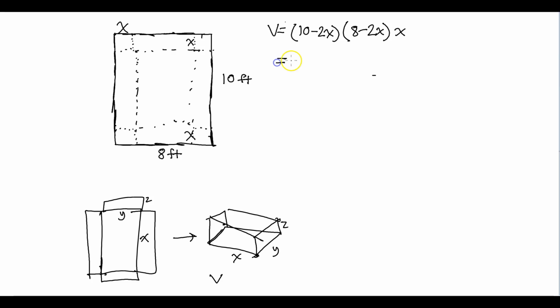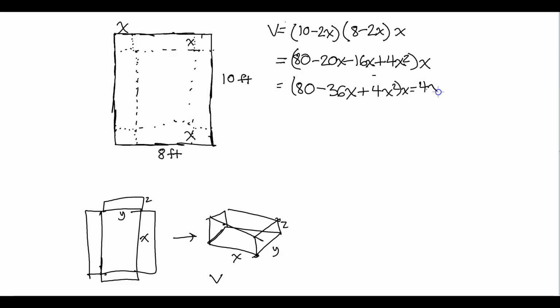So why not multiply these together? We have 80 minus 20x minus 16x plus 4x squared. Then we multiply this by x. We have 80 minus 36x plus 4x squared, times x, equals 4x cubed minus 36x squared plus 80x.